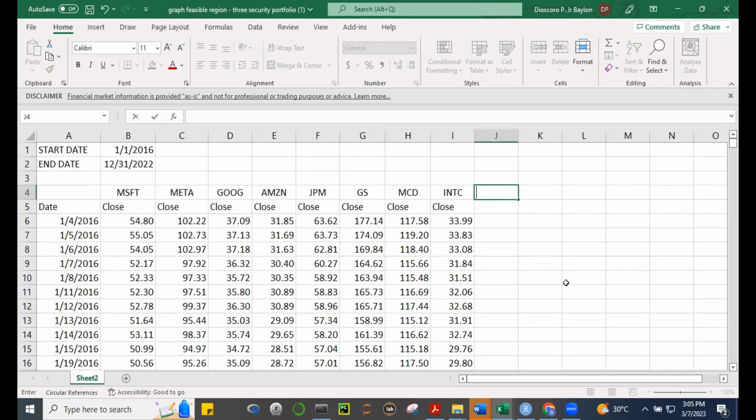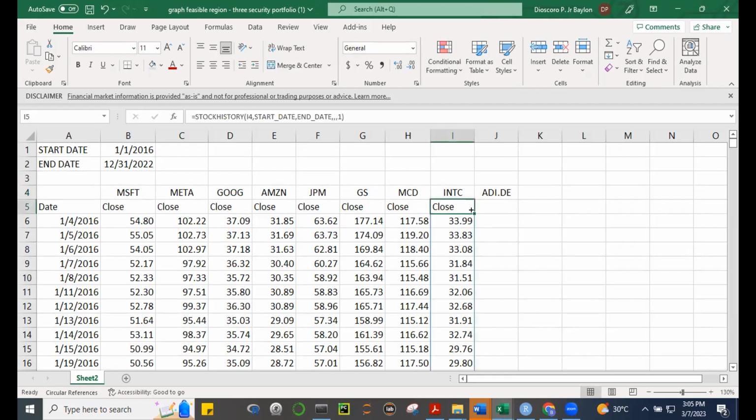I'm not sure about the ticker symbol of Adidas. Is it Adi.Deutsche? Okay, let me see. Okay, it does not work. Maybe, what's the ticker symbol? Can anyone please check the ticker symbol of Adidas?